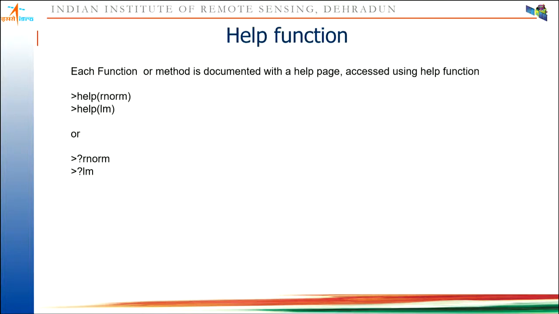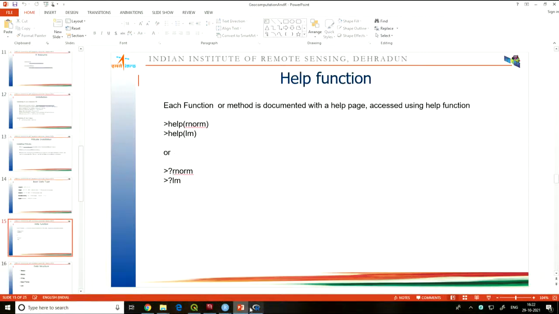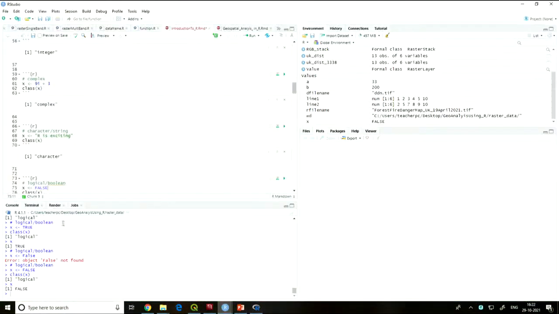So one major thing is a help function. Suppose you are not aware of anything, help function is very useful. All the functions are documented with the help page and you can access them using the help function. Suppose you want to check help for print.